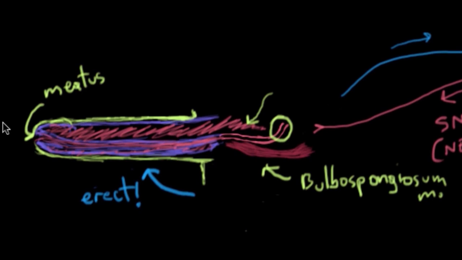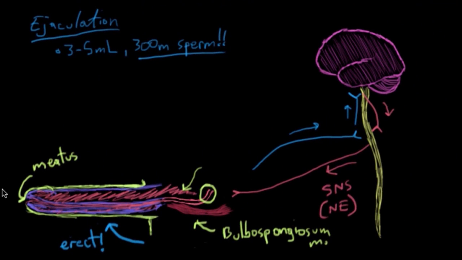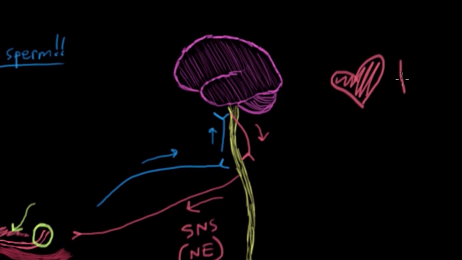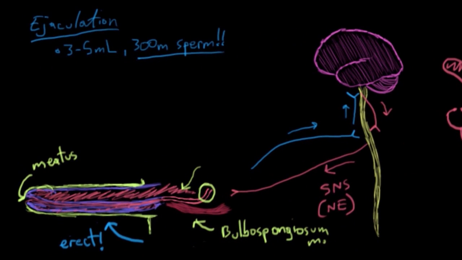Now, all of these muscular contractions are associated with a feeling of extreme pleasure. And you also get full body physiological changes. For example, you see a decrease in heart rate and blood pressure after ejaculation. And in some, the process of ejaculation and the whole body physiological changes is called an orgasm.